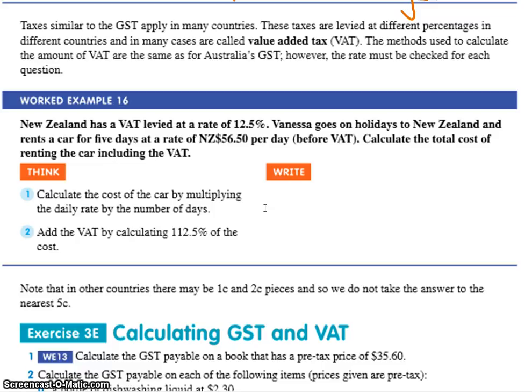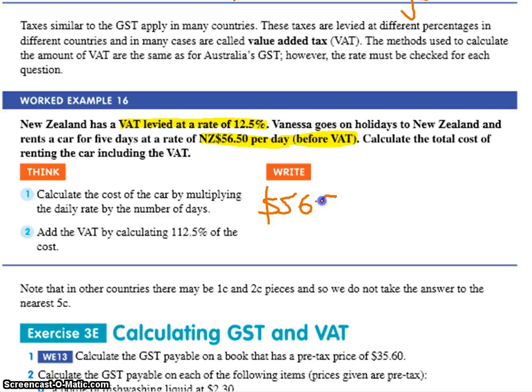So what do you reckon we do? Calculate the cost. Highlight first, that's always a good thing. Let's have a look. New Zealand, $56.50 a day before VAT, and we're going to calculate it including the VAT. Now, the other important bit is that they've got a VAT of 12.5%. Now, ours was 10%. What did we times it by to get the total tax inclusive price? What percentage did we times it by? 110. So what are we going to times this one by? What's their percentage?